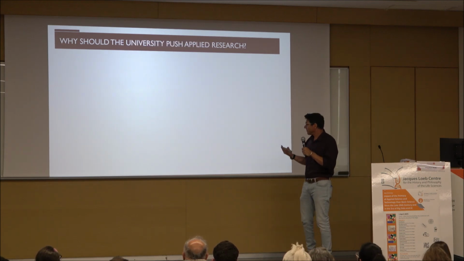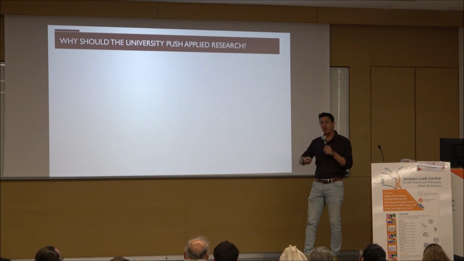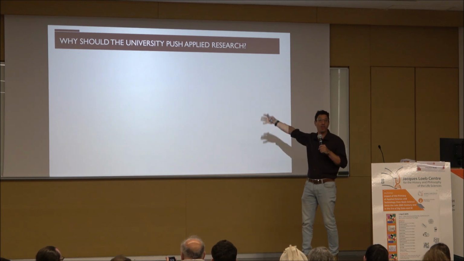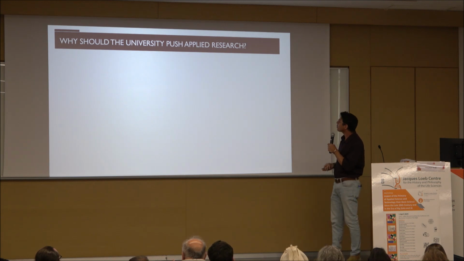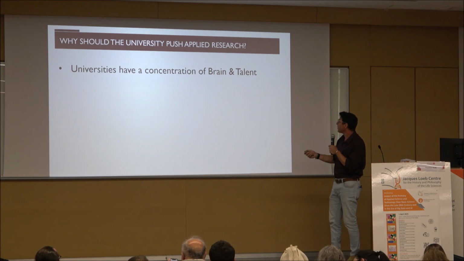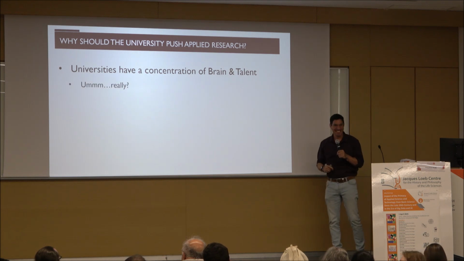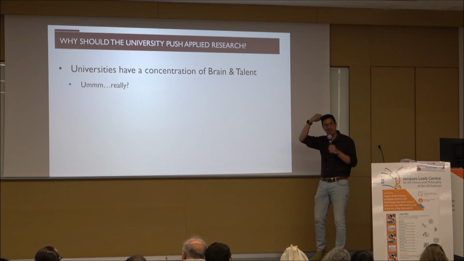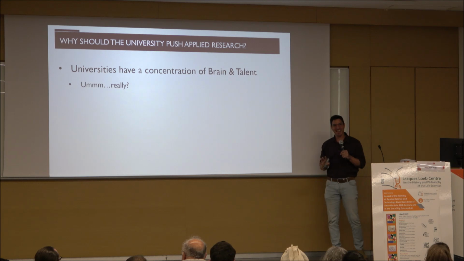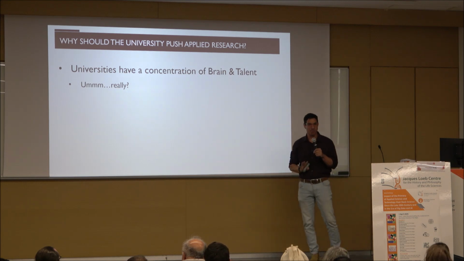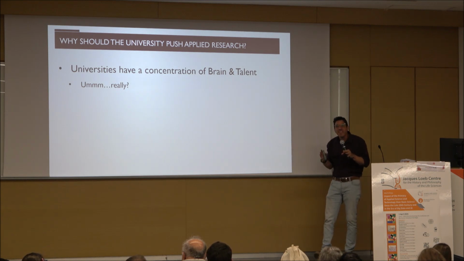So now you can flip the coin and ask, okay, why should the university spend money on applied science? Because we saw a list of why we should spend money on pure sciences, and then why should we push for applied research? First of all, the universities have a concentration of brain and talent. Really? Obviously, you have not been to the Tzediyah Pitloach industrial area. Let's not think of ourselves too highly. Industry has a lot of very smart people. True, it's a concentration here. It's not unique. Trust me.